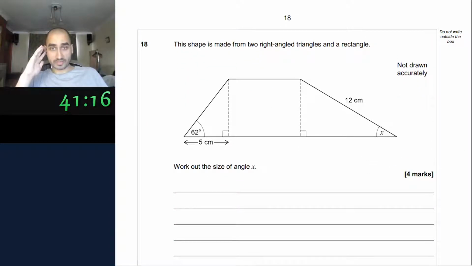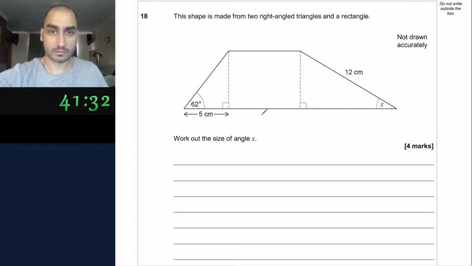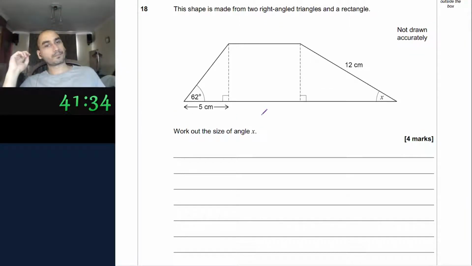Two right-angled triangles and a rectangle. Work out the size of angle X. Okay, fine. What else do we know? Nothing. So ideally we want to find that line there.